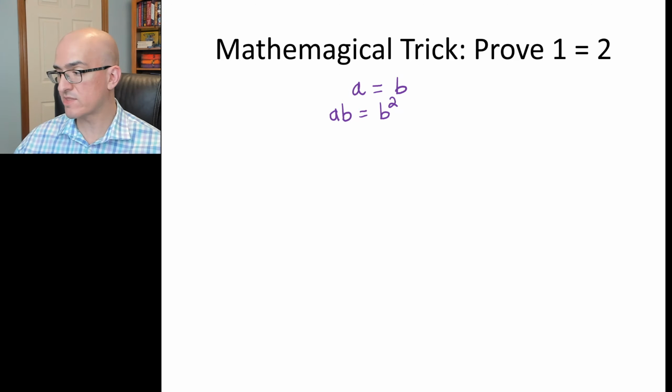Okay, proven. So everything you learn about math is wrong. Pack it in. Let's just call it quits. Why bother doing any of this stuff if 1 is equal to 2? Except there's a mistake. Where is it?